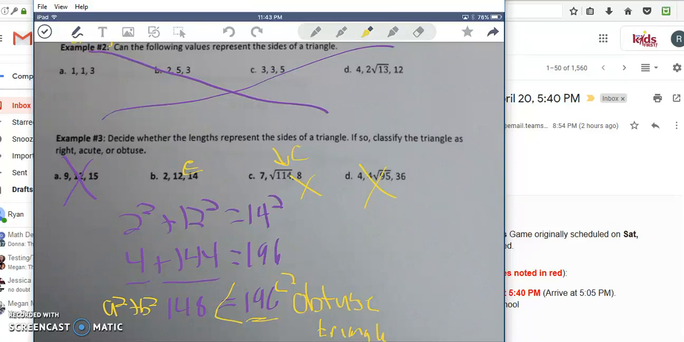So now you need to go get your scavenger hunt answer sheet, or if you have it out already, go ahead, start that, and work those problems around the room, and just make sure you try to get those done. So I will see you Thursday.